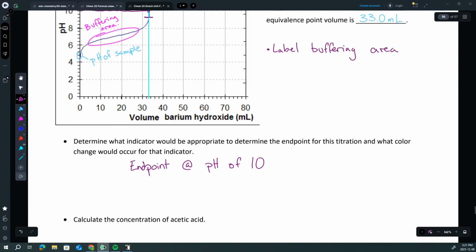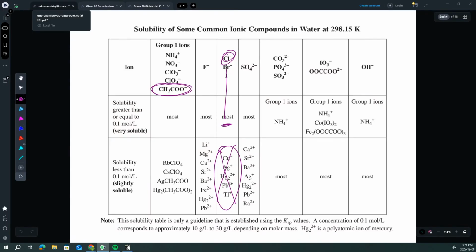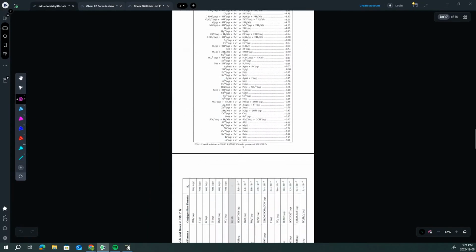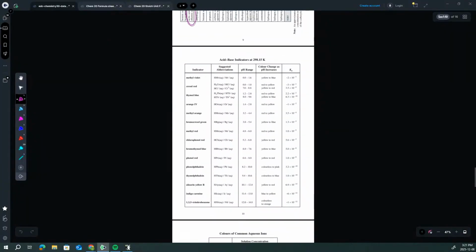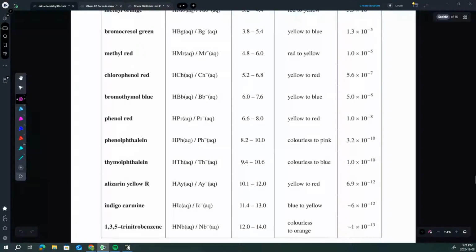Okay, so how we choose our indicators is we need to select an indicator which will have the endpoint roughly in the middle of its range. So you don't want the endpoint to be at the ends of the range, you want it to be right in the middle. So let's go to our list of indicators here. For example, an indicator that would not work with an endpoint of 10 would be phenolphthalein because 10 is right at the end of its range. So you don't want to use that one.